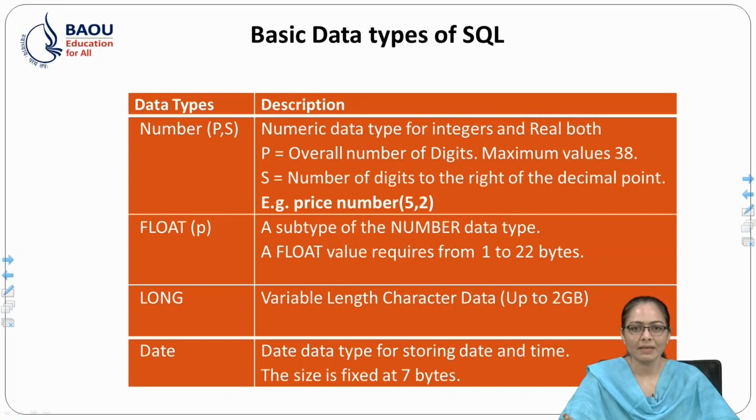Here we can store the maximum number up to 999.99. Suppose price is equal to 180.50. Then P, the total number of digits, is equal to 5, and S, the number of digits after the decimal point, is equal to 2. Now FLOAT(P). This data type is a subtype of the NUMBER data type. It requires from 1 to 22 bytes.